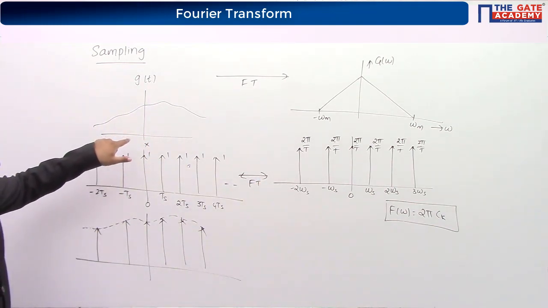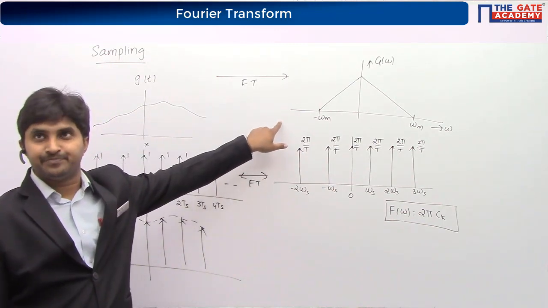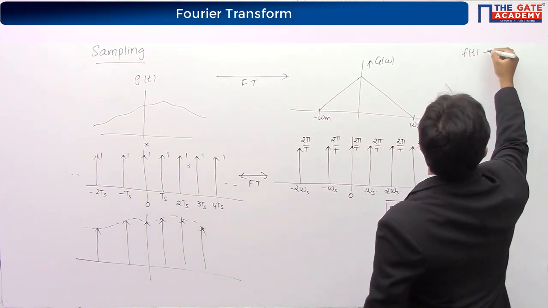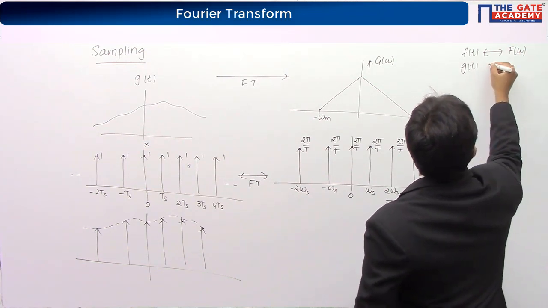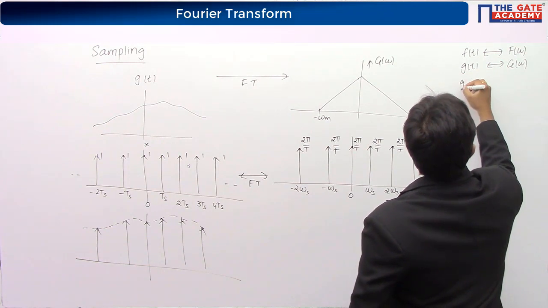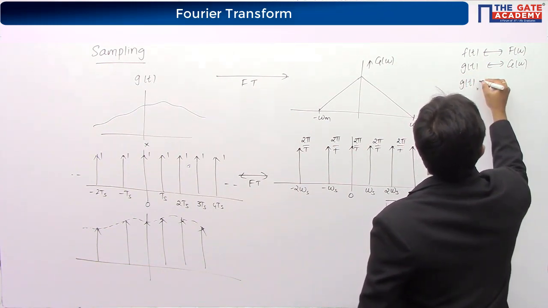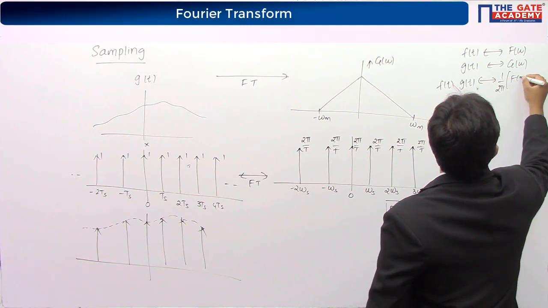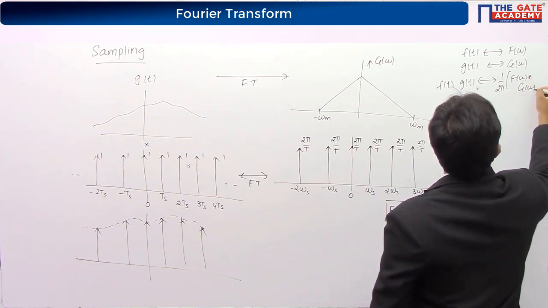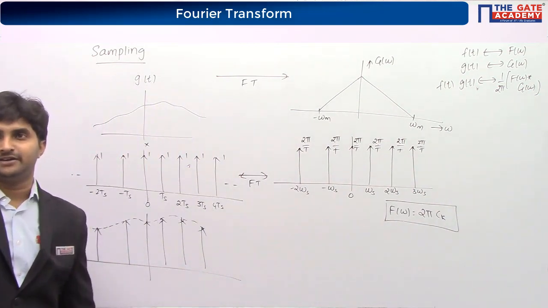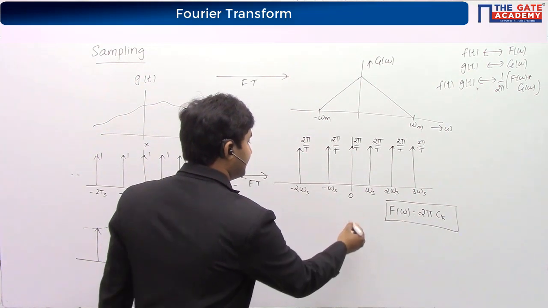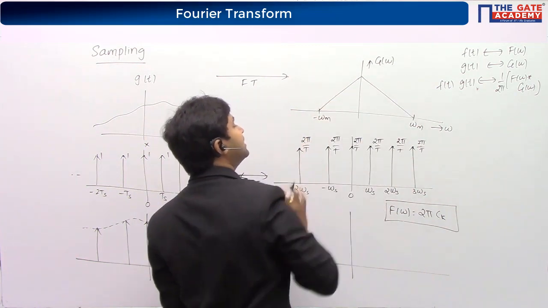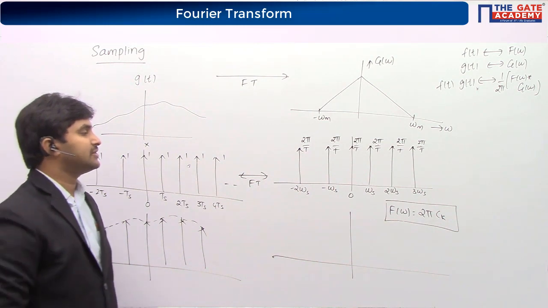Now, when I do multiplication in the time domain, what should I do in the frequency domain? We know f of t has the Fourier transform F of omega, and g of t has the Fourier transform G of omega. If I multiply these two, then of course there will be a convolution in the frequency domain: 1 by 2 pi times F of omega convolved with G of omega. So there will be a convolution between this train of impulses and the frequency domain of the signal.